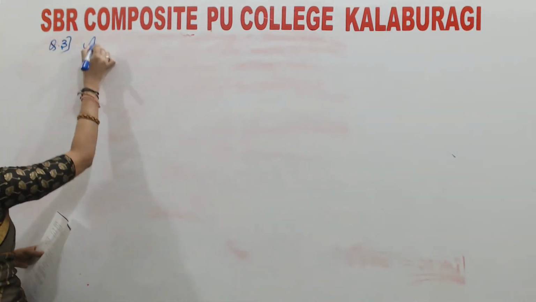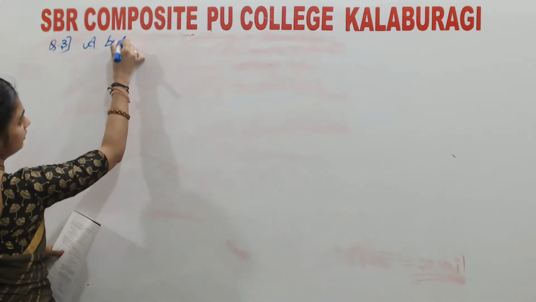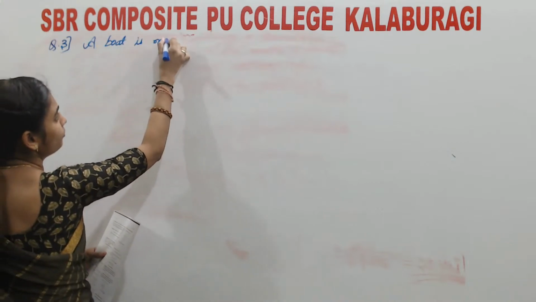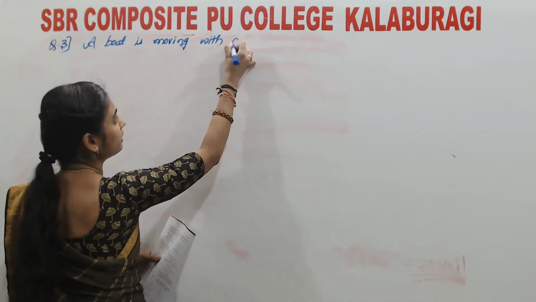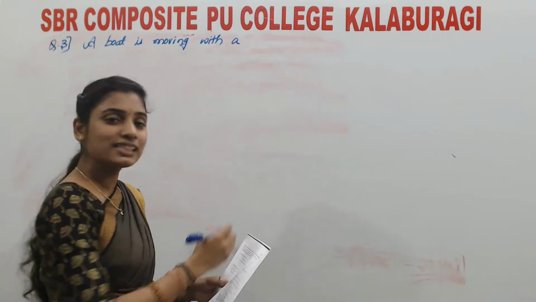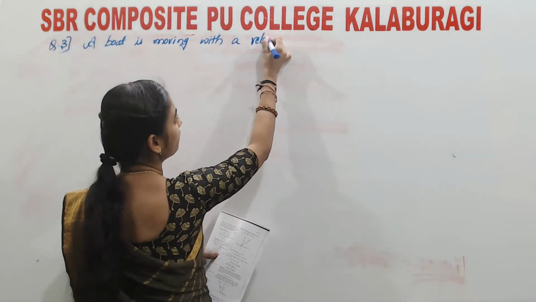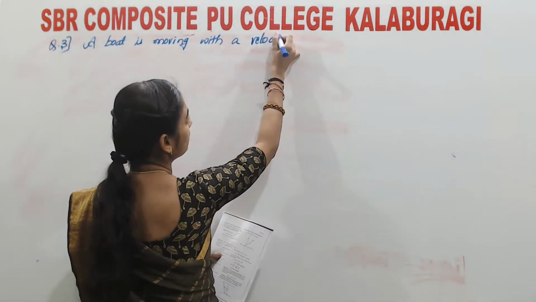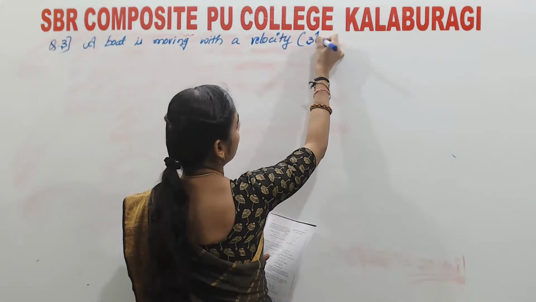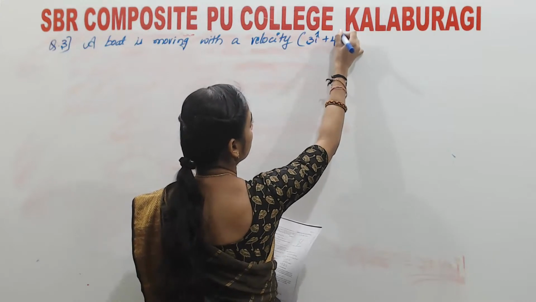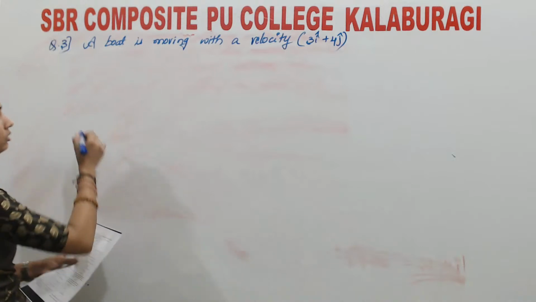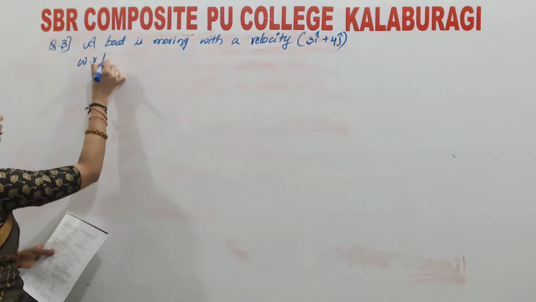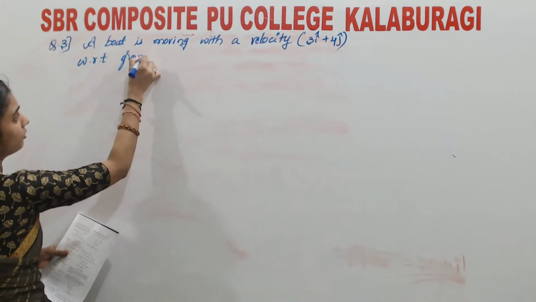A boat is moving with a velocity of 3i cap plus 4j cap with respect to the ground.